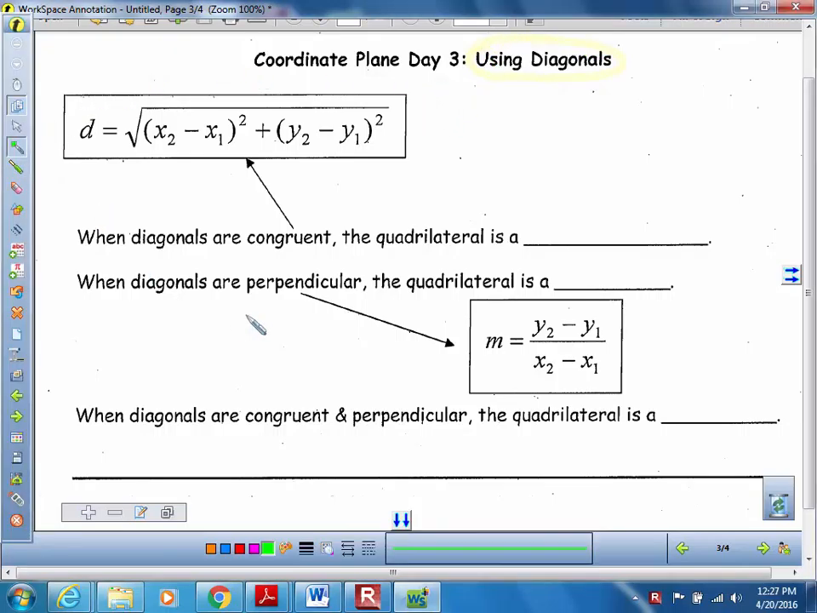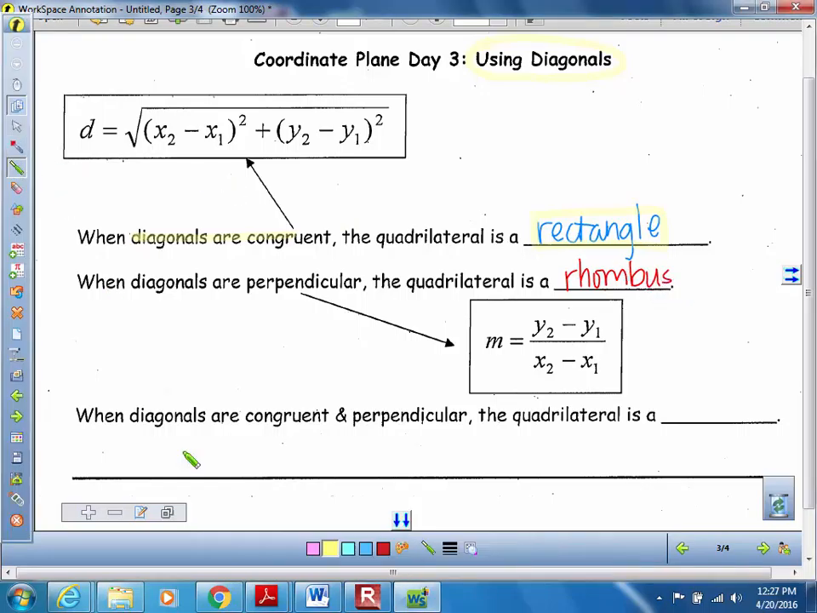So when diagonals are congruent, the quadrilateral is a rectangle. So if you're a note card person, note taker, I would highlight diagonals are congruent and rectangle because that's what that means. Okay? Then when diagonals are perpendicular, that means the quadrilateral is a rhombus.